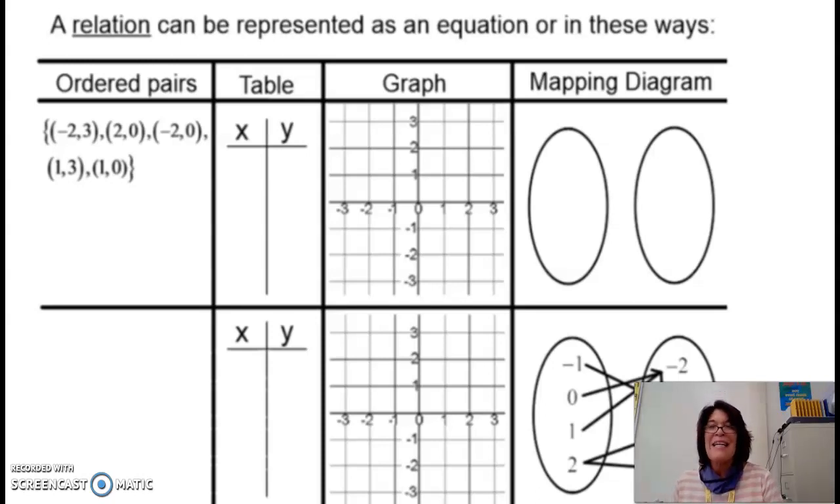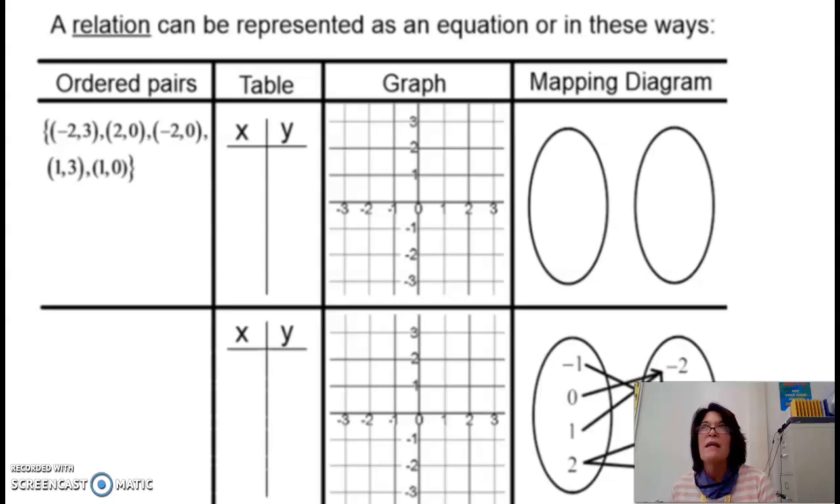Hi, class. We are ready to start lesson 1, which is an introduction of the difference between a relation and a function. Hopefully, this is a little bit of review from Algebra 1, but there will be some new ideas and terminology that we'll use as well. So let's get started.